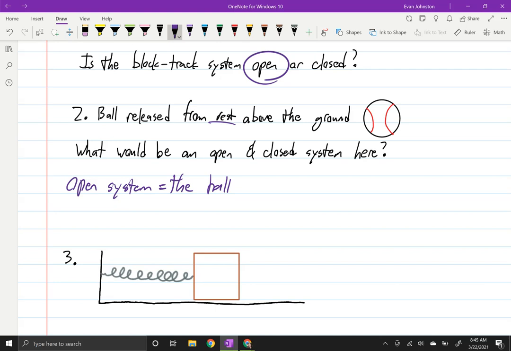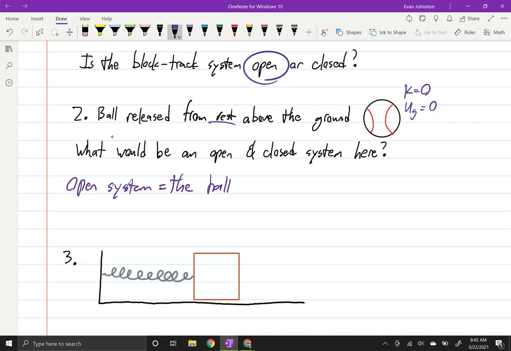Because it's released from rest, that means it has no kinetic energy. And since it's just the ball that I'm looking at, like an open system, just the ball can't have potential energy with itself, right? That's nonsense. If we're looking at just the ball, there is no potential energy. Now, if it's just the ball.